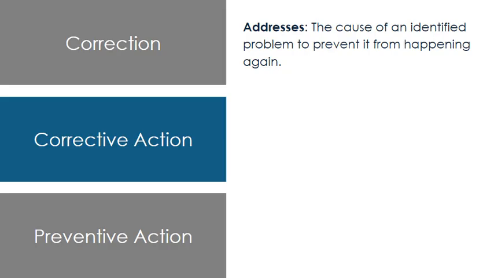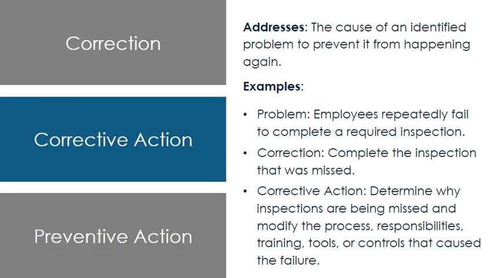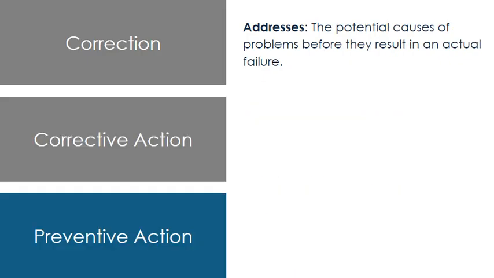A corrective action addresses the cause of an identified problem to prevent it from happening again. An example situation includes problem: employees repeatedly fail to complete a required inspection. Correction: complete the inspection that was missed. Corrective action: determine why inspections are being missed and modify the process, responsibilities, training, tools, or controls that caused the failure. A preventive action addresses potential causes of problems before they result in an actual failure.